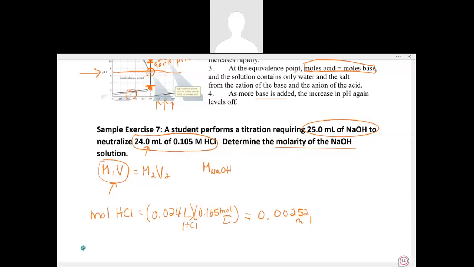So this is our volume. We're going to take this value, 0.00252 moles, and divide by this, converted to liters, 0.025 liters. So our final answer here is that the concentration, or the molarity specifically, of the sodium hydroxide solution is 0.101 molar, rounding to 3 significant figures.